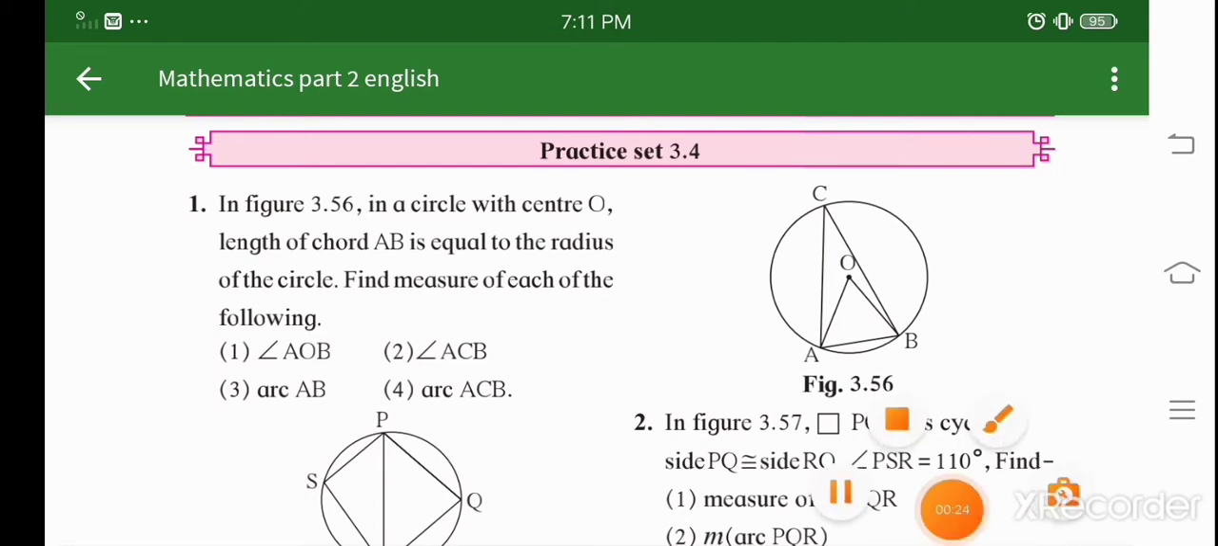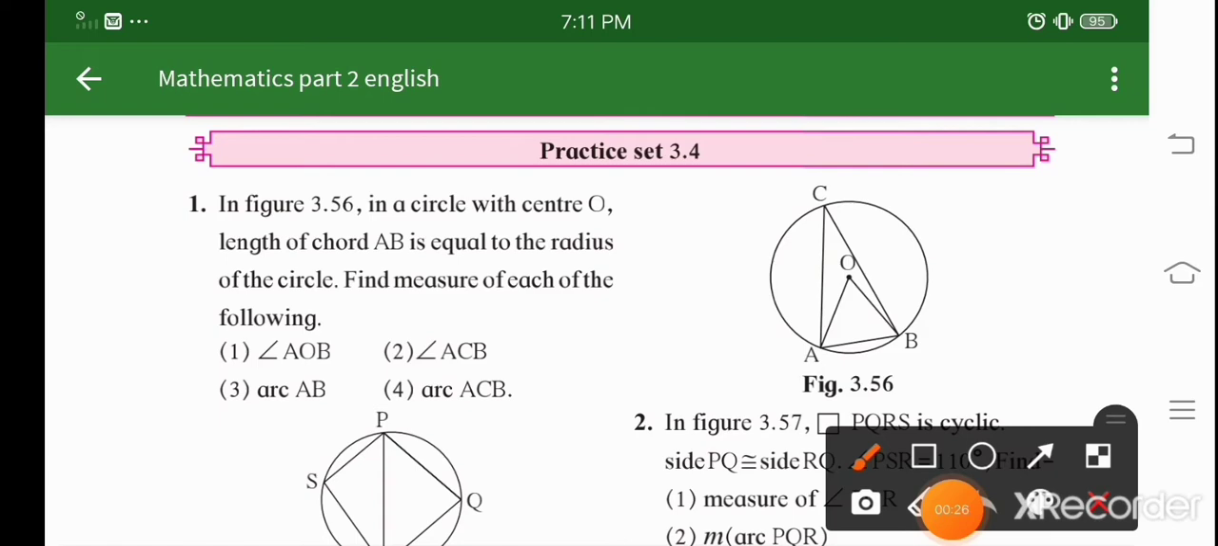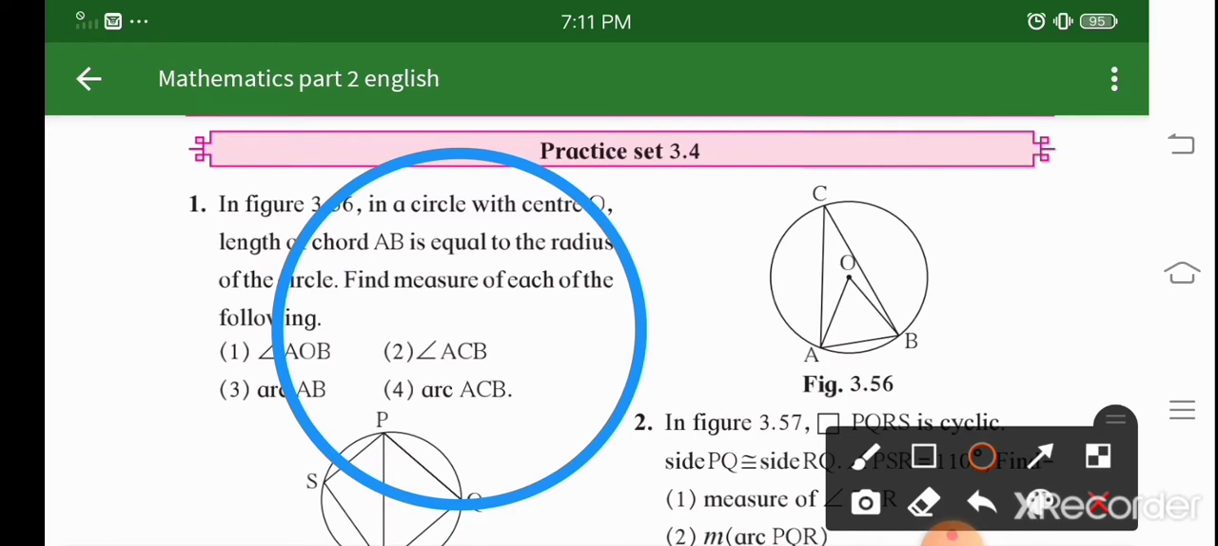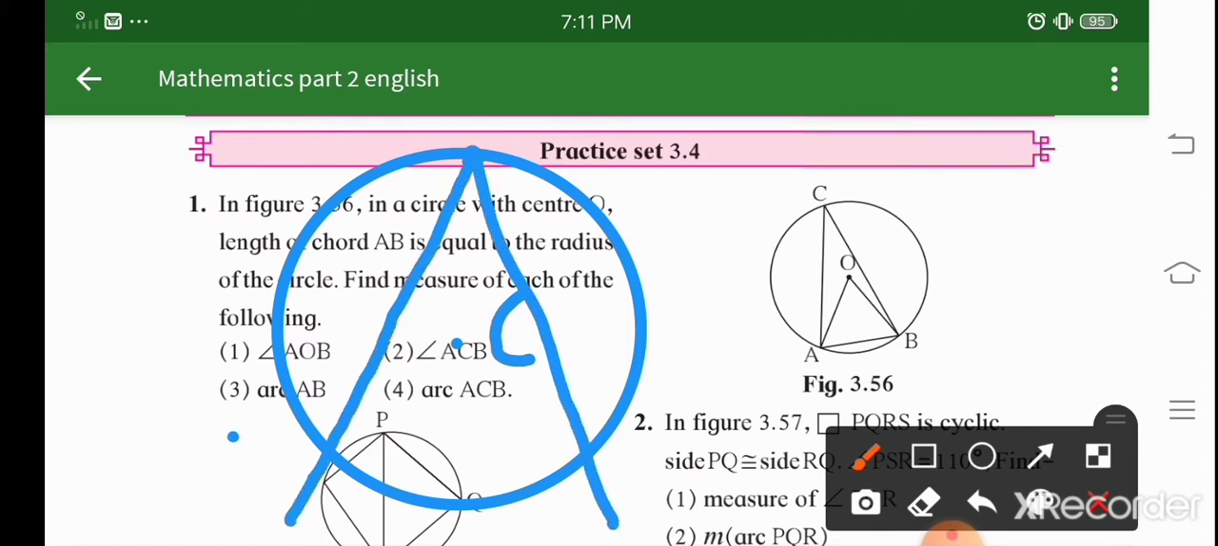See, first of all, I will tell you about the inscribed angle. As you know, there is a circle. Suppose this is a circle, and this is the center, and this is a vertex. Suppose this is A, this is B, and this is C. So what is an inscribed angle? First of all we'll learn about the inscribed angle.